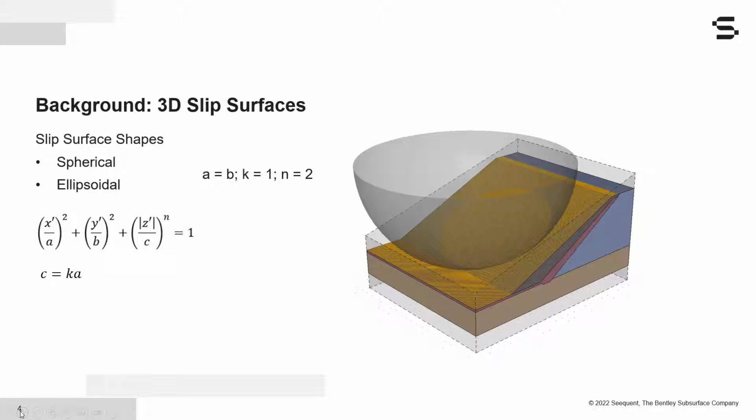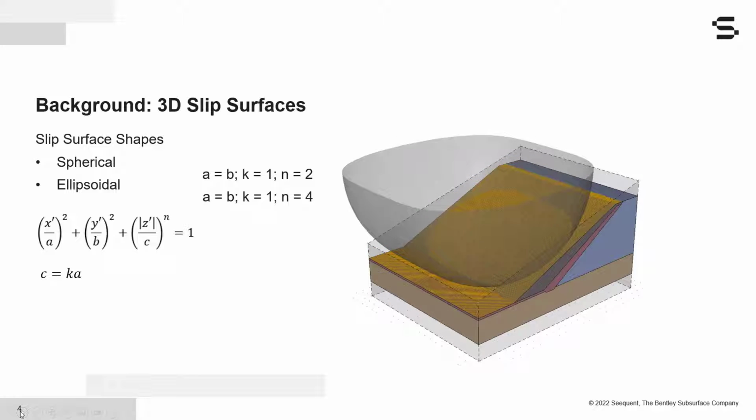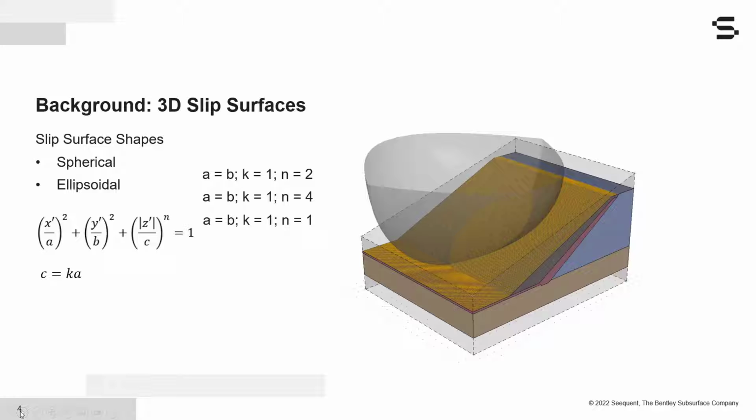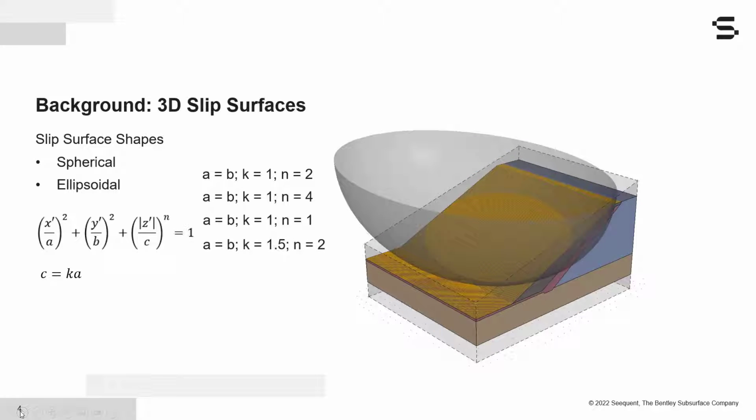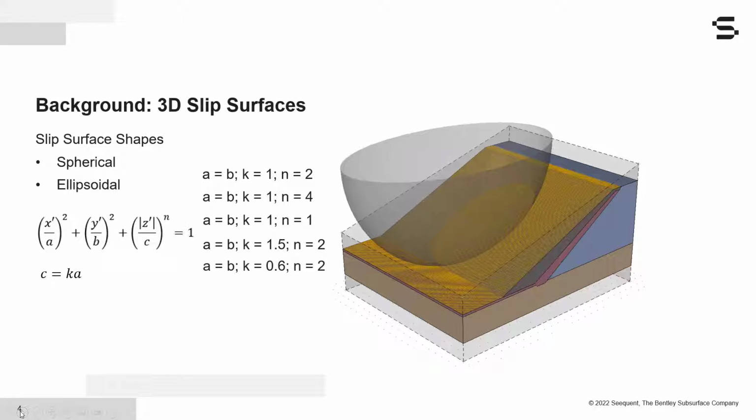If the principal axes stay the same and the exponent n is increased to 4, we get flatter ends on the ellipsoid. If n is changed to 1, we get this shape. Setting n back to 2, which is equivalent to a sphere, and then changing the aspect ratio from 1 to 1.5 means that the ellipsoid is elongated in the Z' direction. Finally, setting the aspect ratio to 0.6 with an exponent n of 2 has the opposite effect.